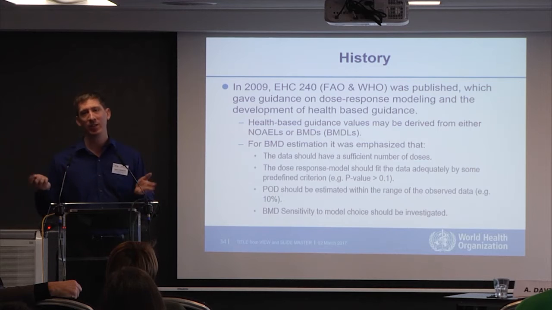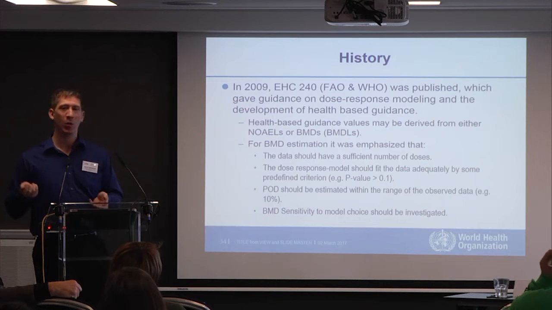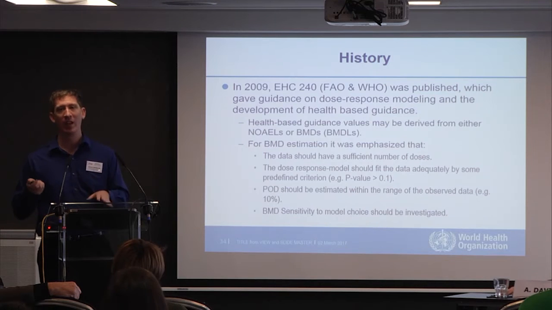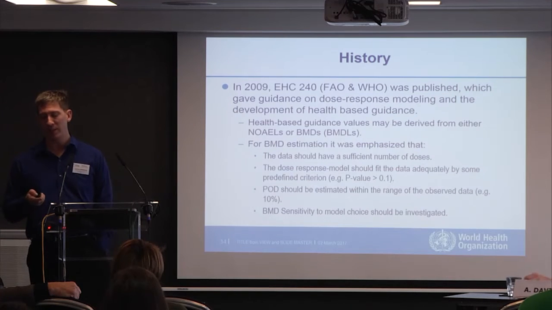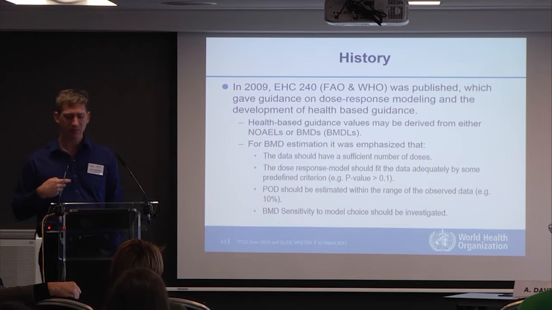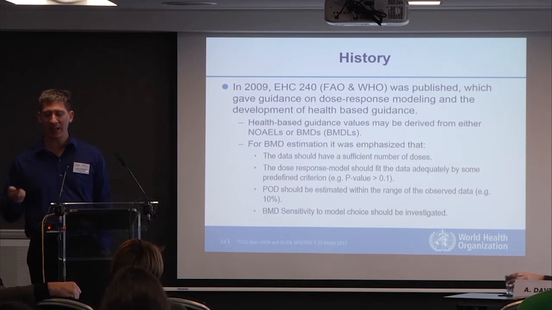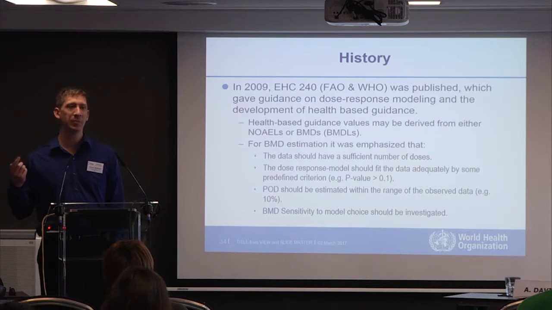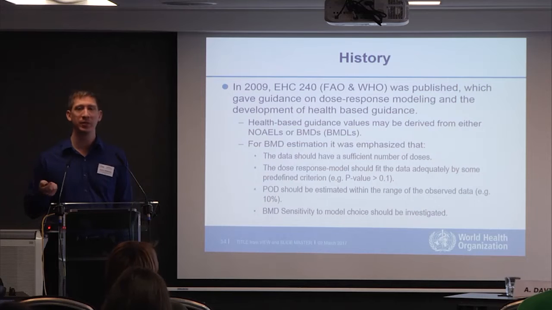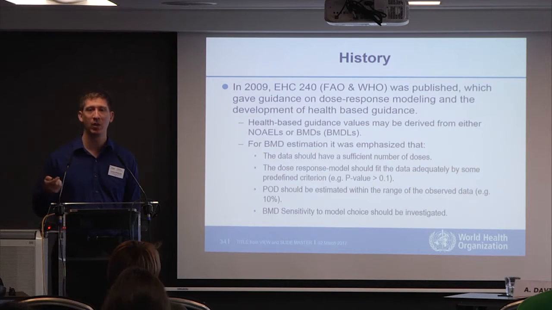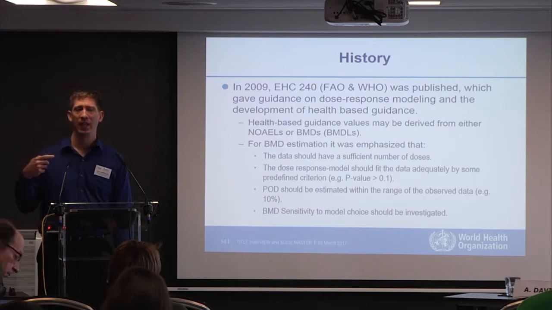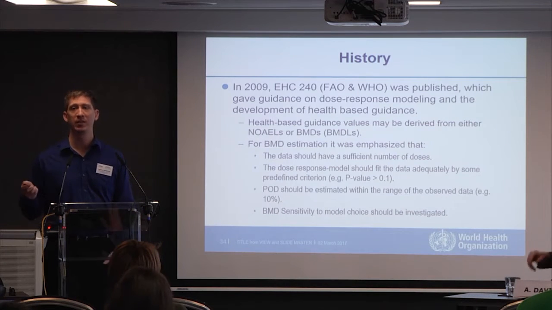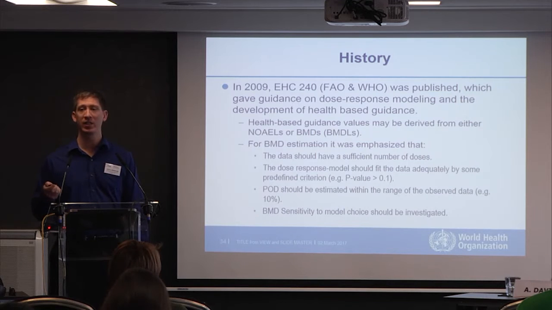Anything below that, you start to think, but even 0.1, well, 0.05 is still reasonable. So that's one of those things where dose response modeling should adequately fit the data. The point of departure should be estimated within the range of the observed data. Here again, 10% is the magical number that keeps coming up as BMR. So for dichotomous data, BMR, continuous data, it's a little bit different. And then you have to think sometimes epidemiology data changes depending upon the size of the study and other things you have.